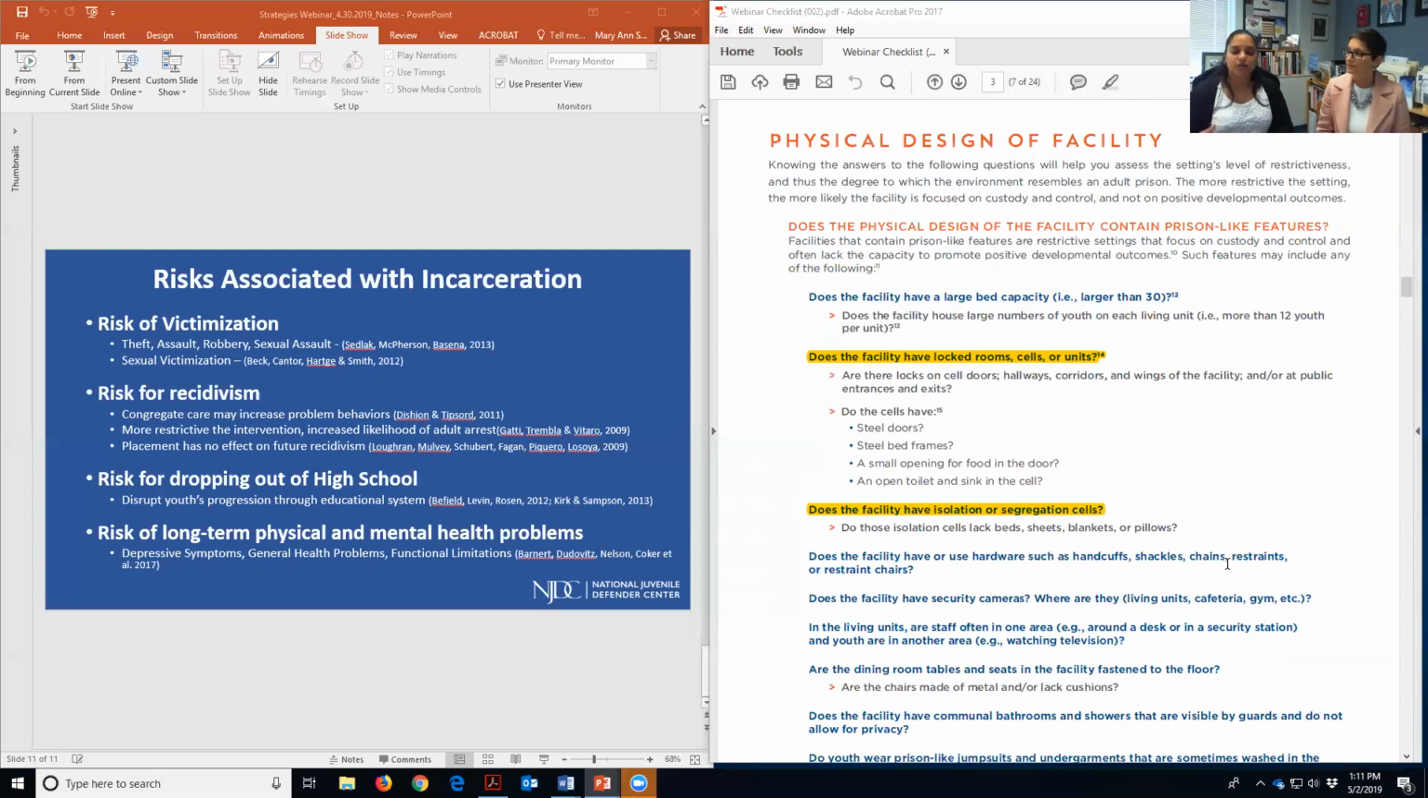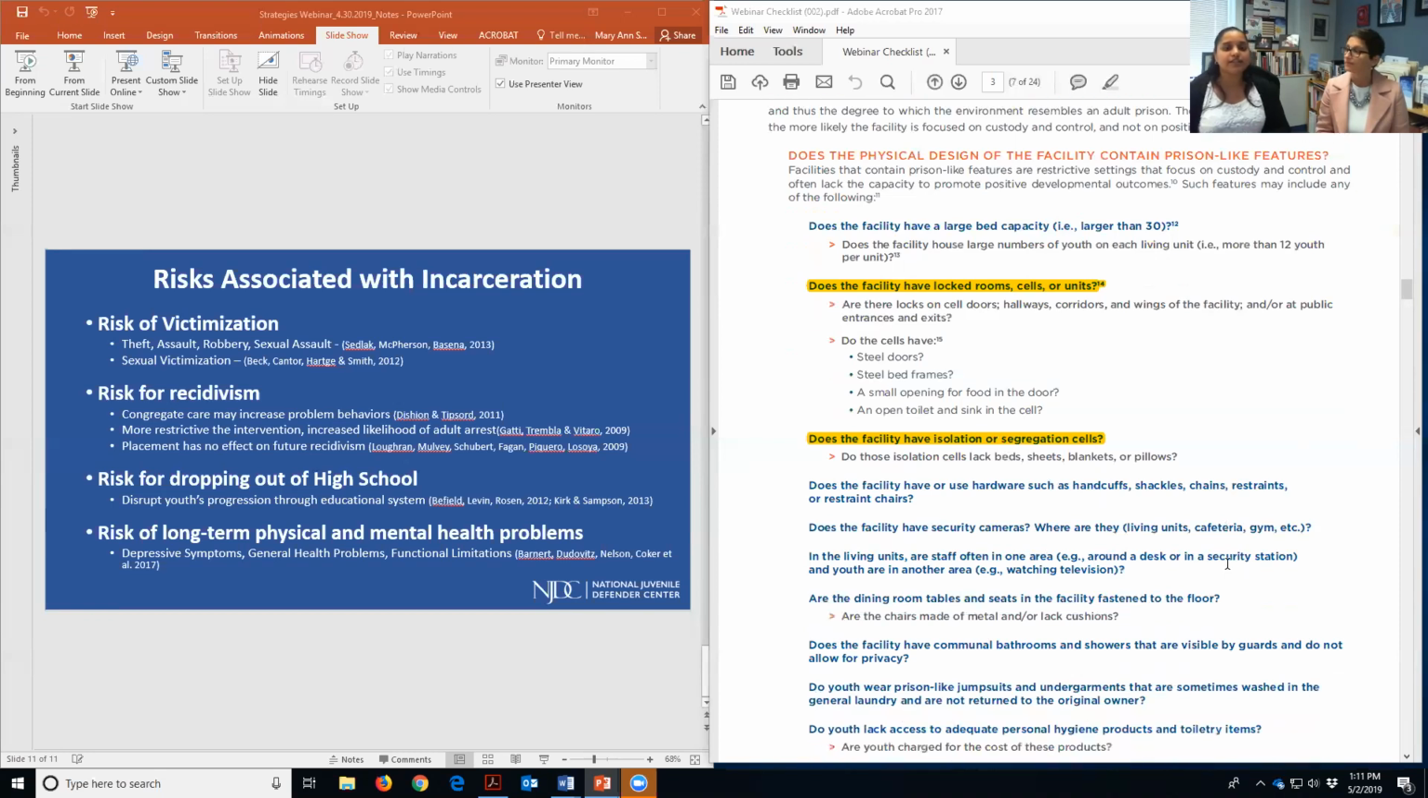We list this category of questions in a way that compares it to adult facilities for the purpose of assessing what that level of restrictiveness is. So for instance, does the facility have locked room cells or units? Does the facility have isolation or segregation cells?